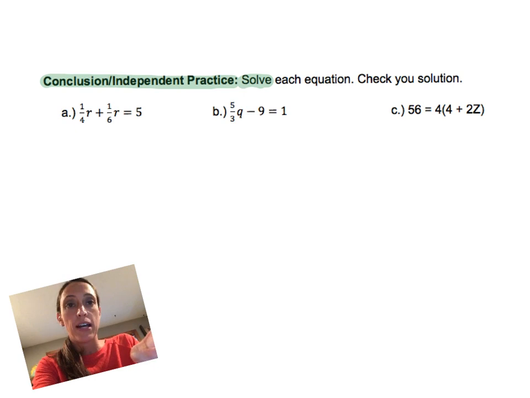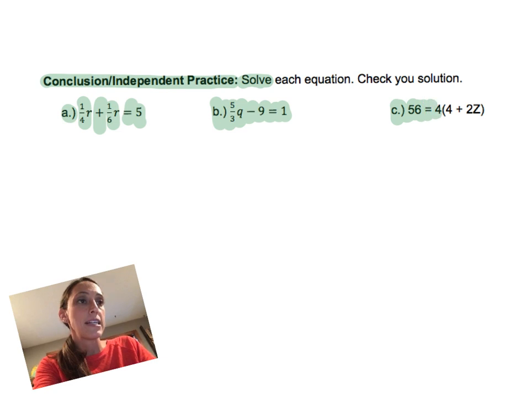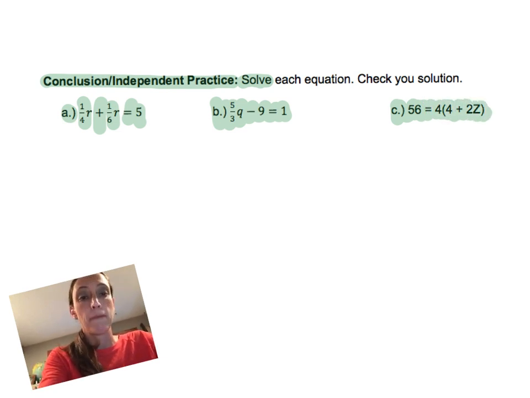So you're going to go ahead and solve part A. It's 1/4 R plus 1/6 R equals 5. Part B is 5/3 Q minus 9 equals 1. And part C is 56 equals 4 times the quantity of 4 plus 2z.